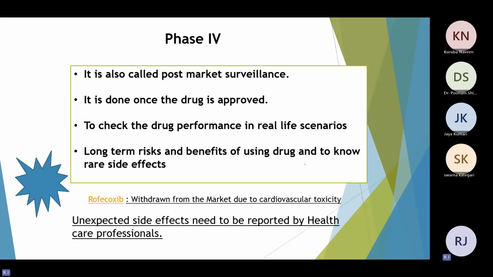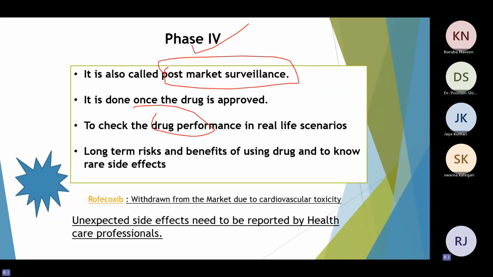Now, once the drug is approved by the regulatory authority, what happens? Phase 4 starts. It is also called PMS studies, post market surveillance studies. Always remember it is called PMS study, phase 4, and this is done after the drug is approved. And why is it done? To check the drug performance in the real world scenario.